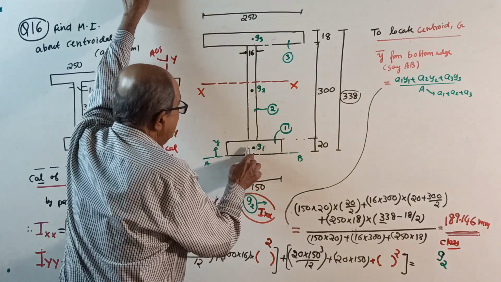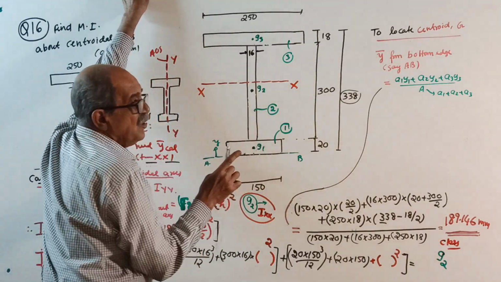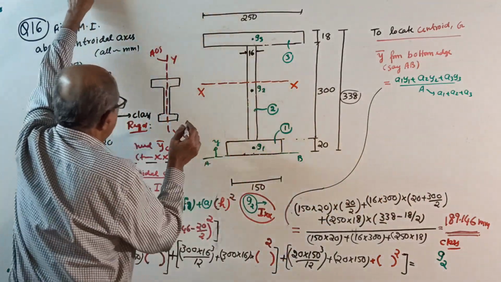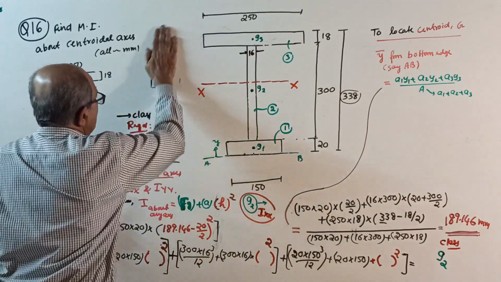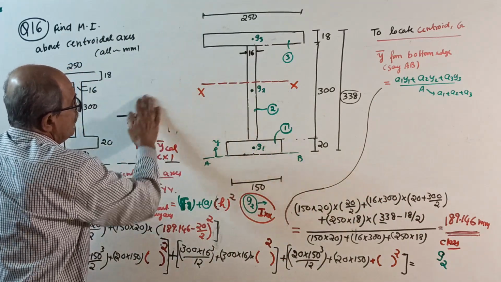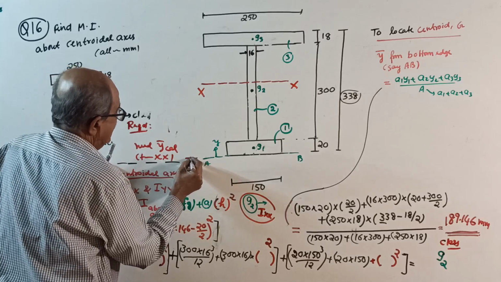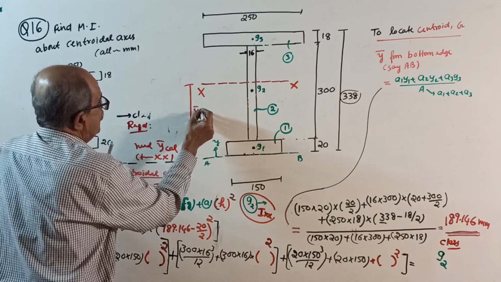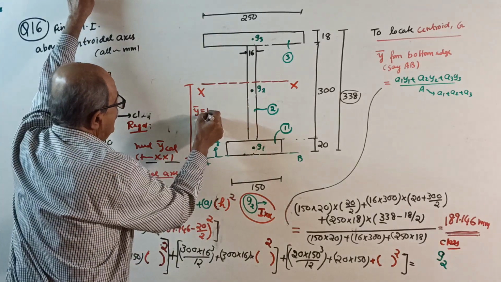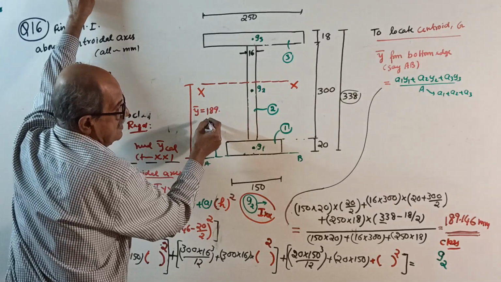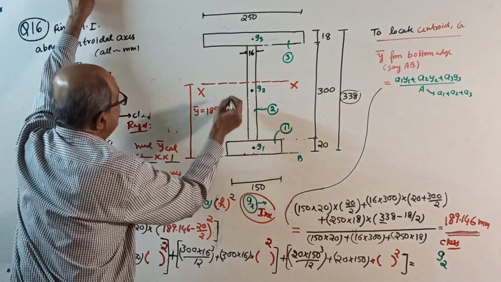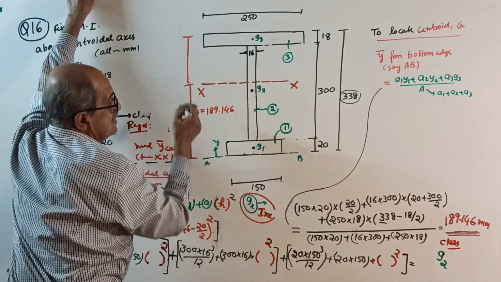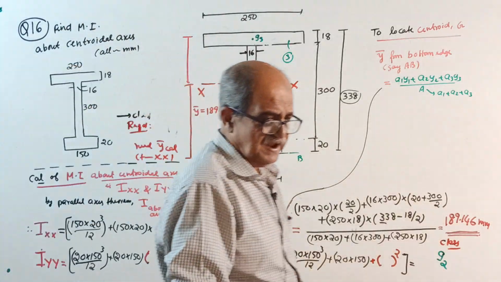See here, 20 plus half of 300 is 170. Y bar you got 189. So this is 189. Now all this you remove, not required. None of them required now. Right here, from here, this Y bar is 189.146, then immediately mark from the top. From the top is 338.